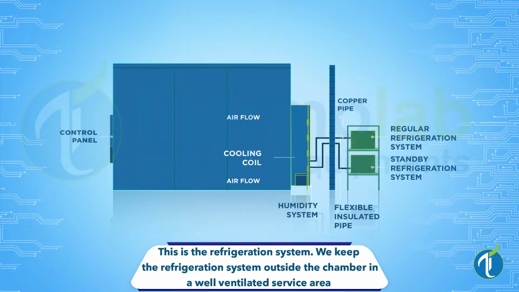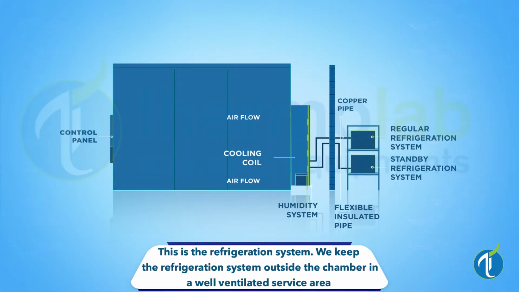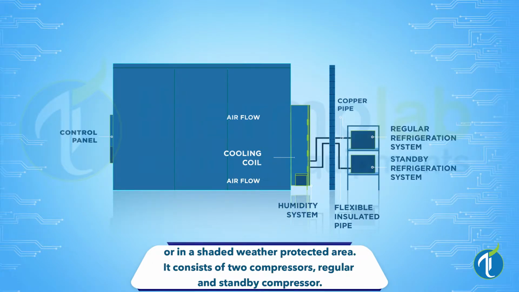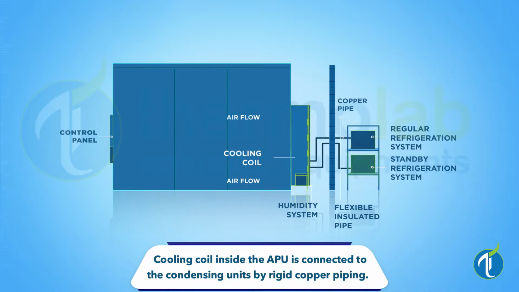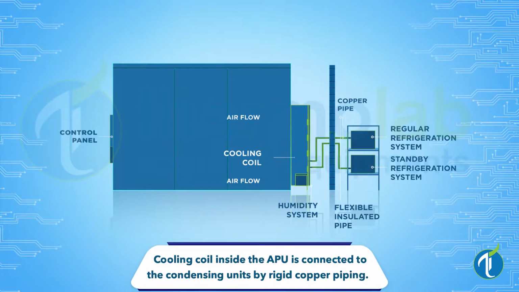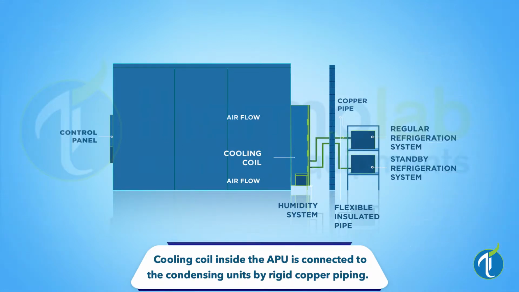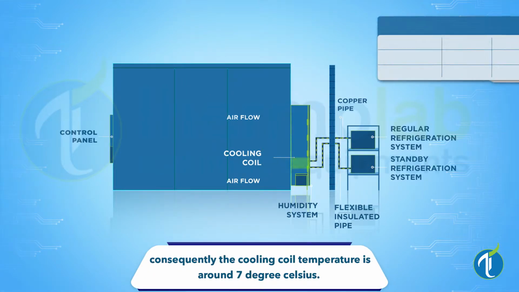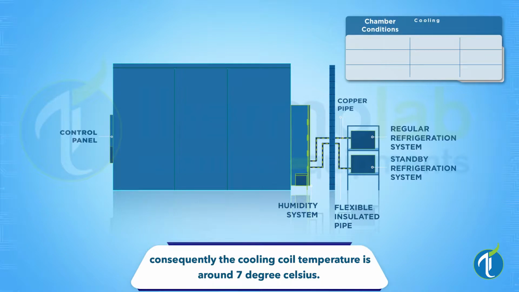This is the refrigerator system. We keep the refrigerator system outside the room. It consists of two compressors, regular and standby compressor. There is copper piping connected to the cooling coil which is circulating the refrigeration gas. Whenever there is a refrigerant gas circulating inside the cooling coil, the temperature of the cooling coil is at 7 degrees Celsius.